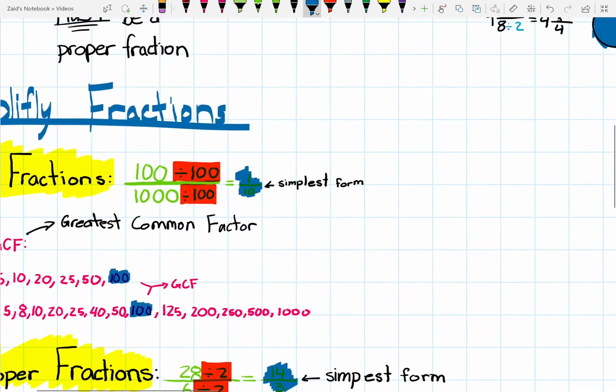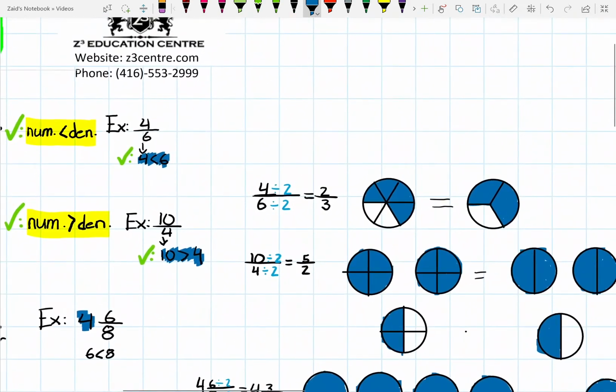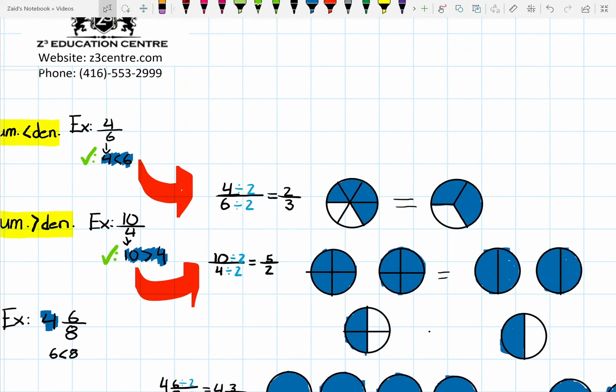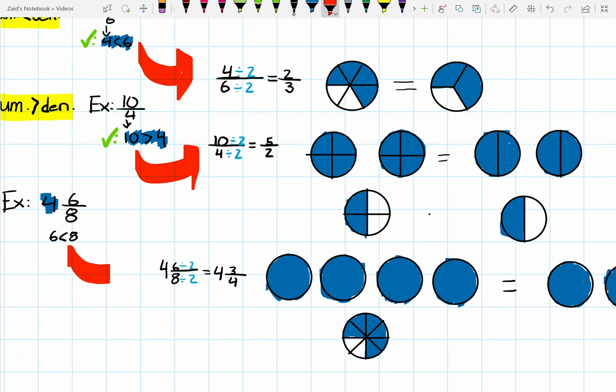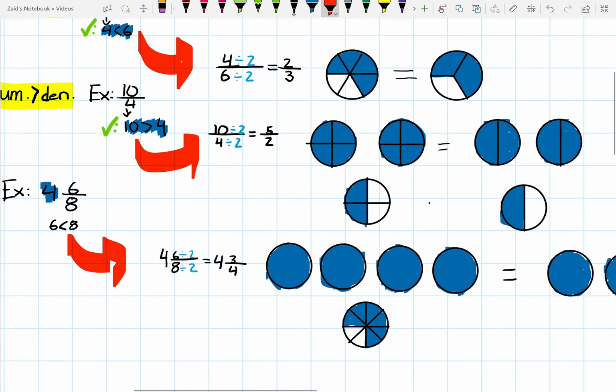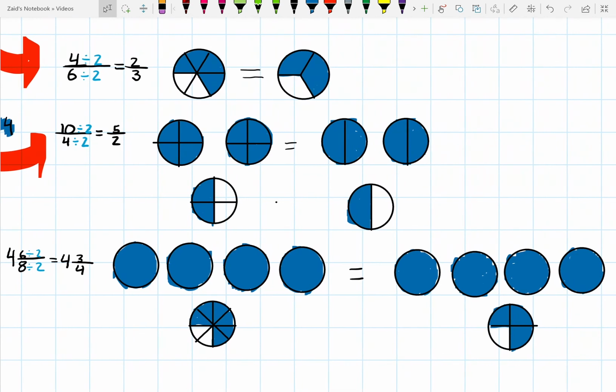And if we look back at our old examples over here, we have our proper fraction, 4 over 6, and our simplest form is 2 over 3. You can see that when we drew it, it's the same thing. Same thing for the improper fraction. We had 10 over 4, and the simplest form was 5 over 2. And as you can see, it's still the same. And for the mixed number, we have 4 wholes and 6 eighths, and the simplest form of that is 4 wholes and 3 fourths. And as you can see, it's the same thing.